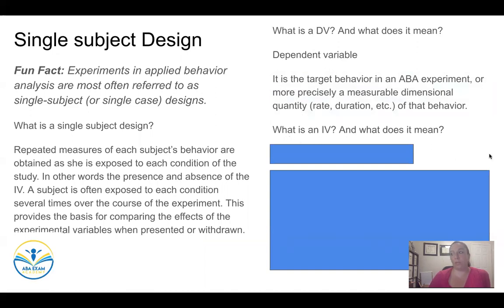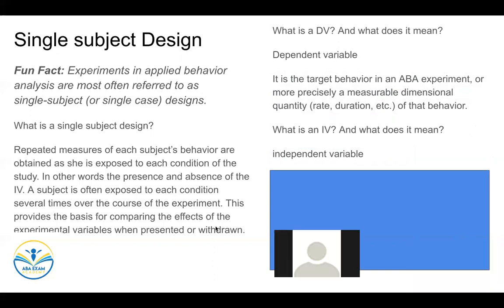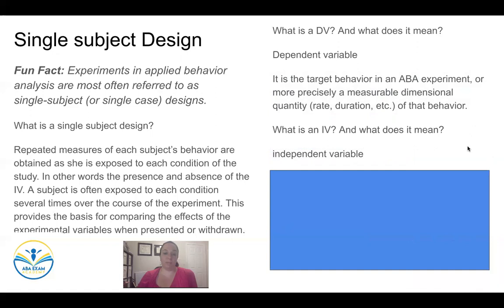All right, so now just like we had that question, now we have what is IV and what does it mean? What does IV stand for? An independent variable. Good. And then what does it mean? Your intervention. Can you elaborate a little bit more on that? What is an intervention? It's the treatment. It is a treatment that you're going to implement to change. There we go. So it's a treatment that we're using to change behavior.